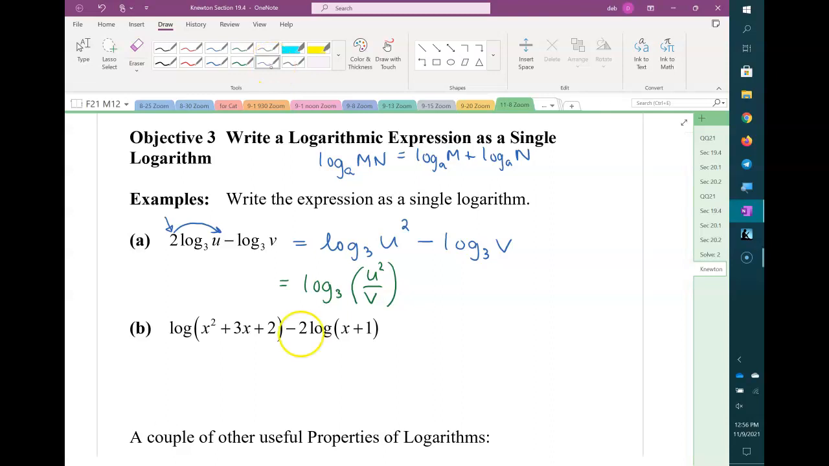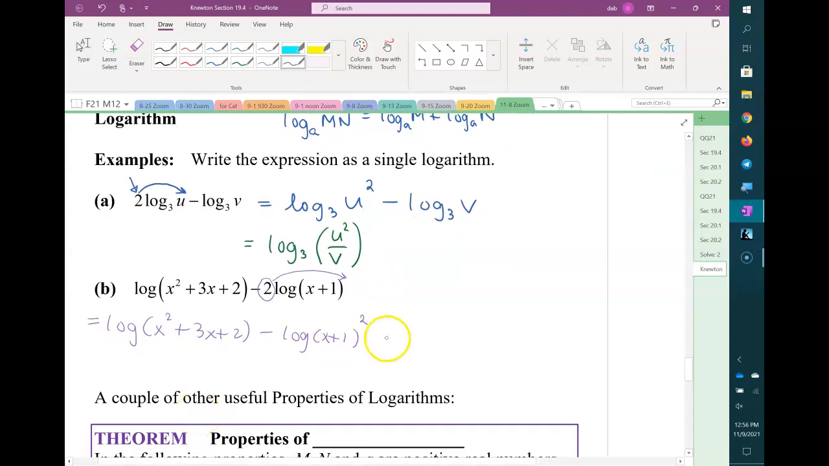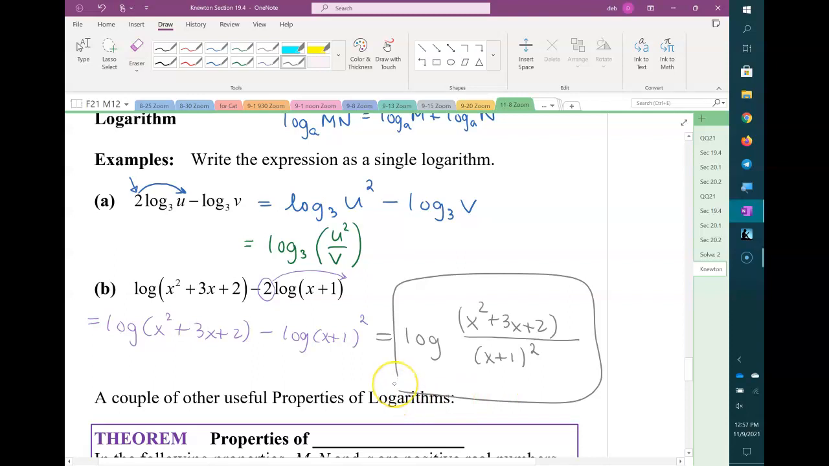Okay, and then we have a similar situation with this one where we have a 2 that we need to bring up as an exponent. And then this is a difference of 2 logarithms, so it can be rewritten as a quotient. And now we have written it as a single logarithm.